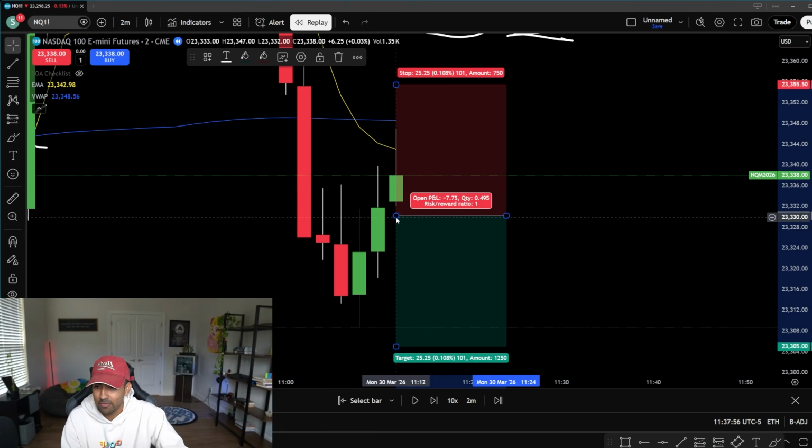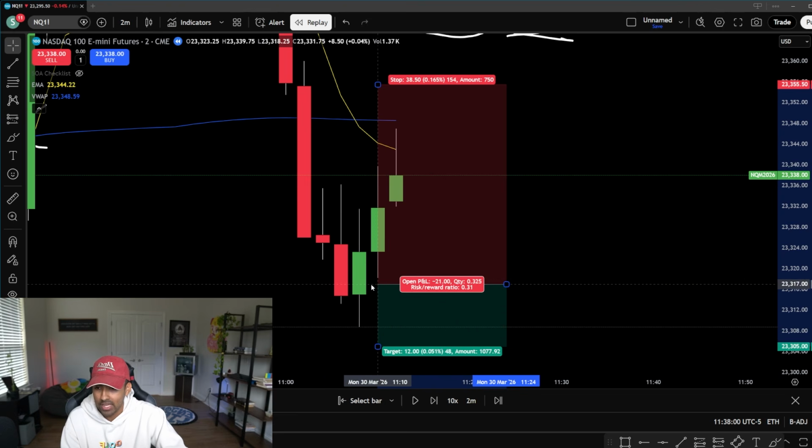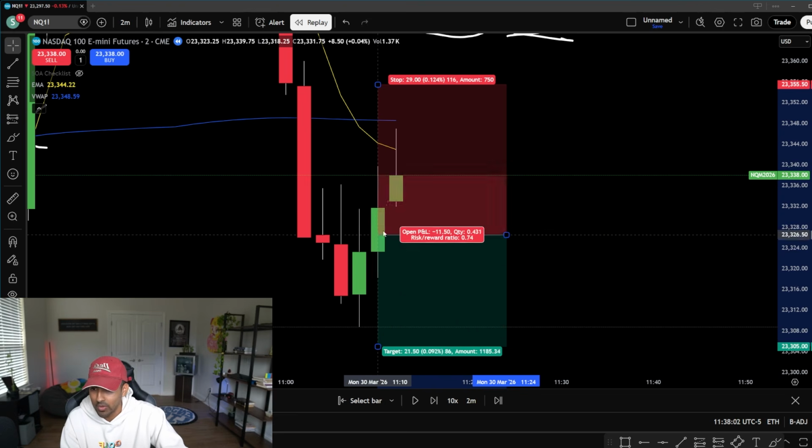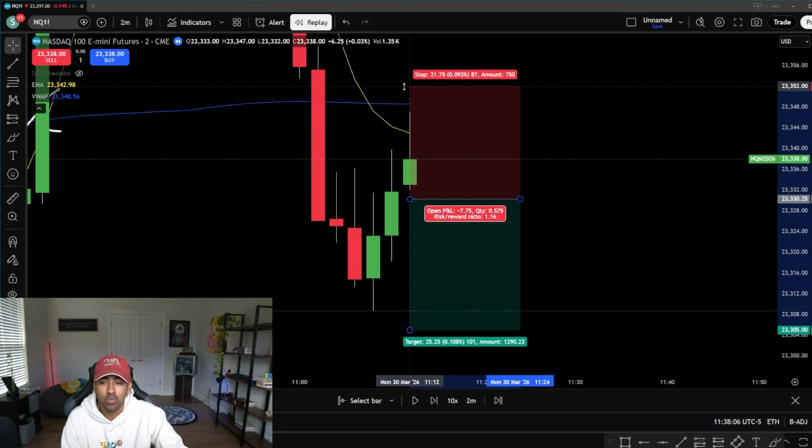When you get this failure here, you're looking for a break under lows. If you don't get it on that candle, you wait to the next candle. If you don't get it on that candle, you wait to the next candle and you just wait for the previous candle lows to be broken.